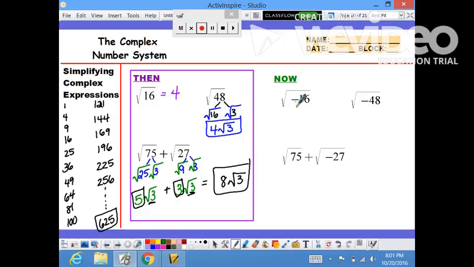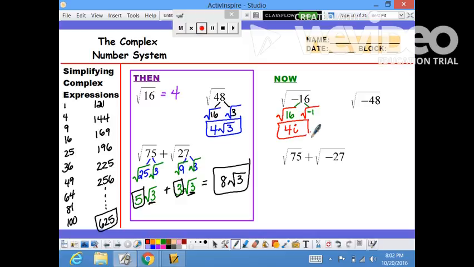So you can go back and start by taking the negative out. We know that 16 times negative 1 gives you negative 16. Let's take the square root of both of them. We know the square root of 16, again, is 4. What's the square root of negative 1? By definition, that's i. So our answer is 4i.